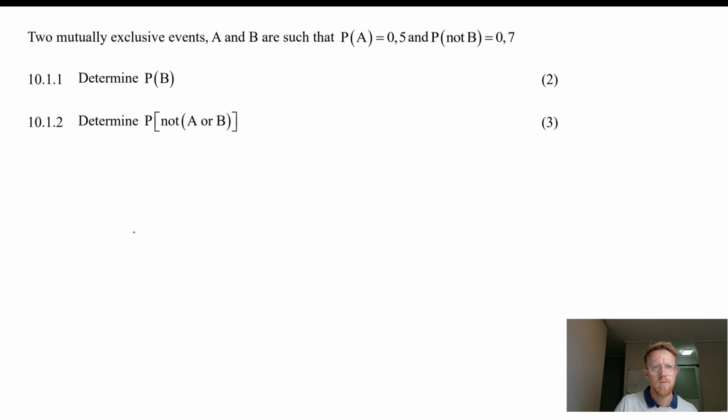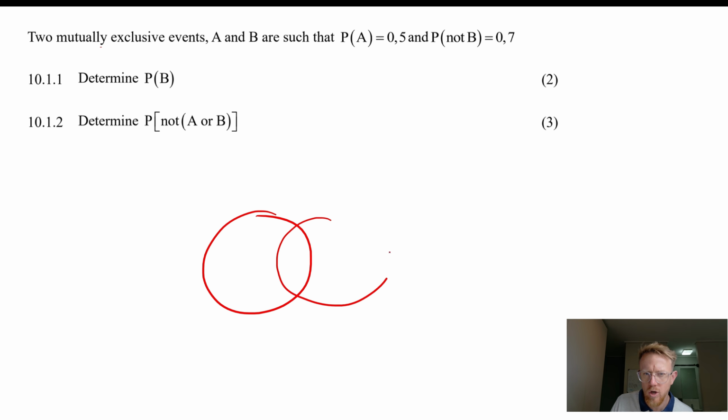and that's going to be 18.75. Two mutually exclusive events A and B are such that the following and the following. Okay, so when two events are mutually exclusive, it means that they cannot happen at the same time. For example, someone doing maths literacy and doing physics at the same time. So the circles would not overlap, they would be separate.